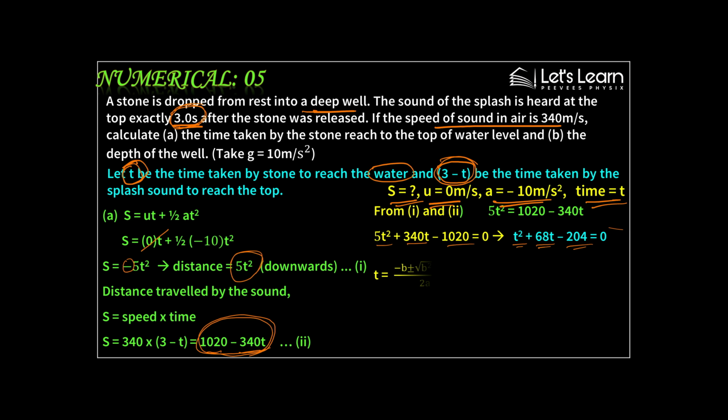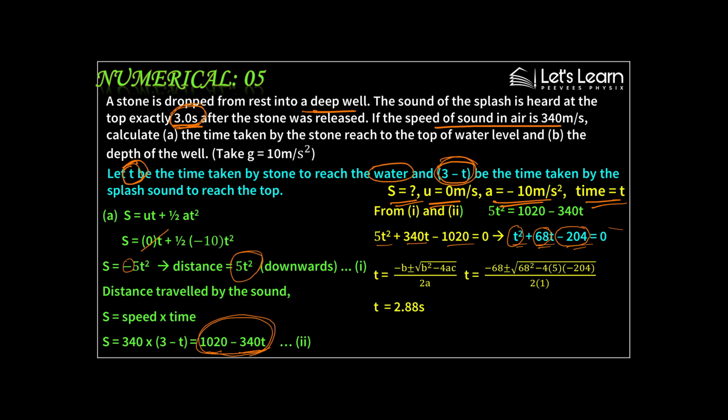Quadratic equation. Solving the quadratic equation, plugging the numbers, a value is 1, b value is 68, c value is minus 204. Plugging them in the formula to solve the quadratic equation, we get two values for time. One value is negative, which I throw away. Time cannot be negative. We get the time as 2.88 seconds. First part over.